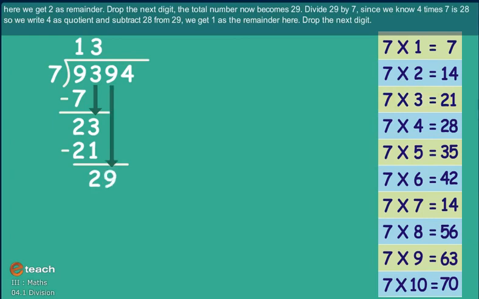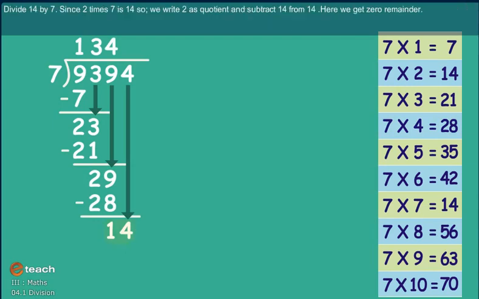Drop next digit. Total it becomes 29. Divide 29 by 7. Since we know 4 times 7 is 28, so we write 4 as quotient and subtract 28 from 29. Remainder we get 1. Drop next digit. Divide 14 by 7. Since 2 times 7 is 14, so we write 2 as quotient and subtract 14 from 14. There we get 0 remainder.